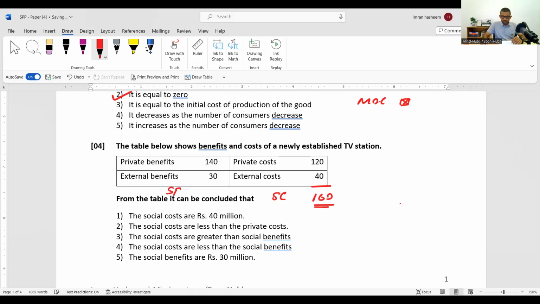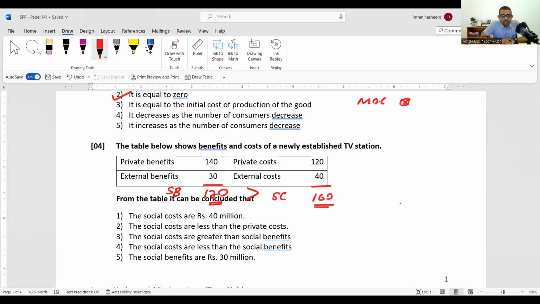What is the social benefit, please? 140 plus 30. So that's 170. Benefits are more than the cost. Just keep that in mind.